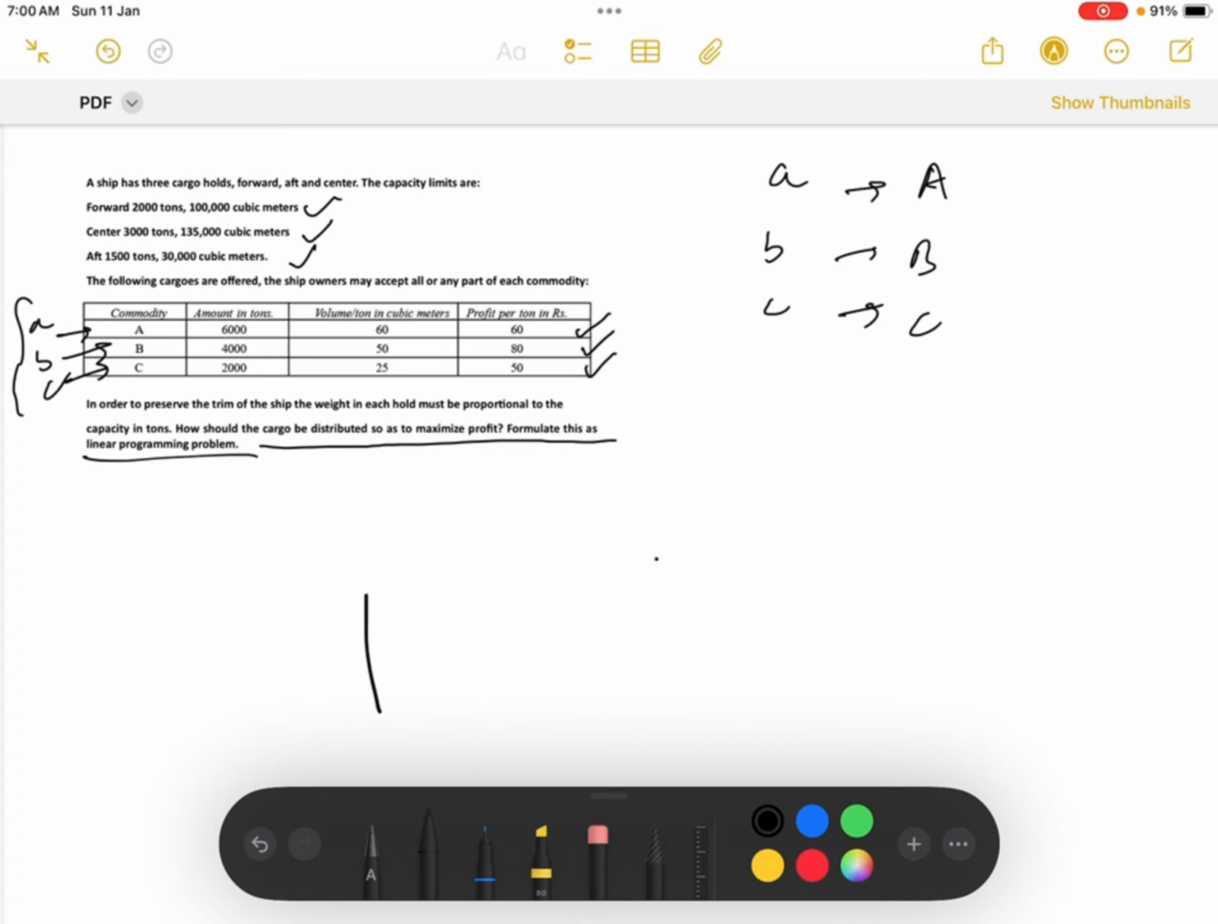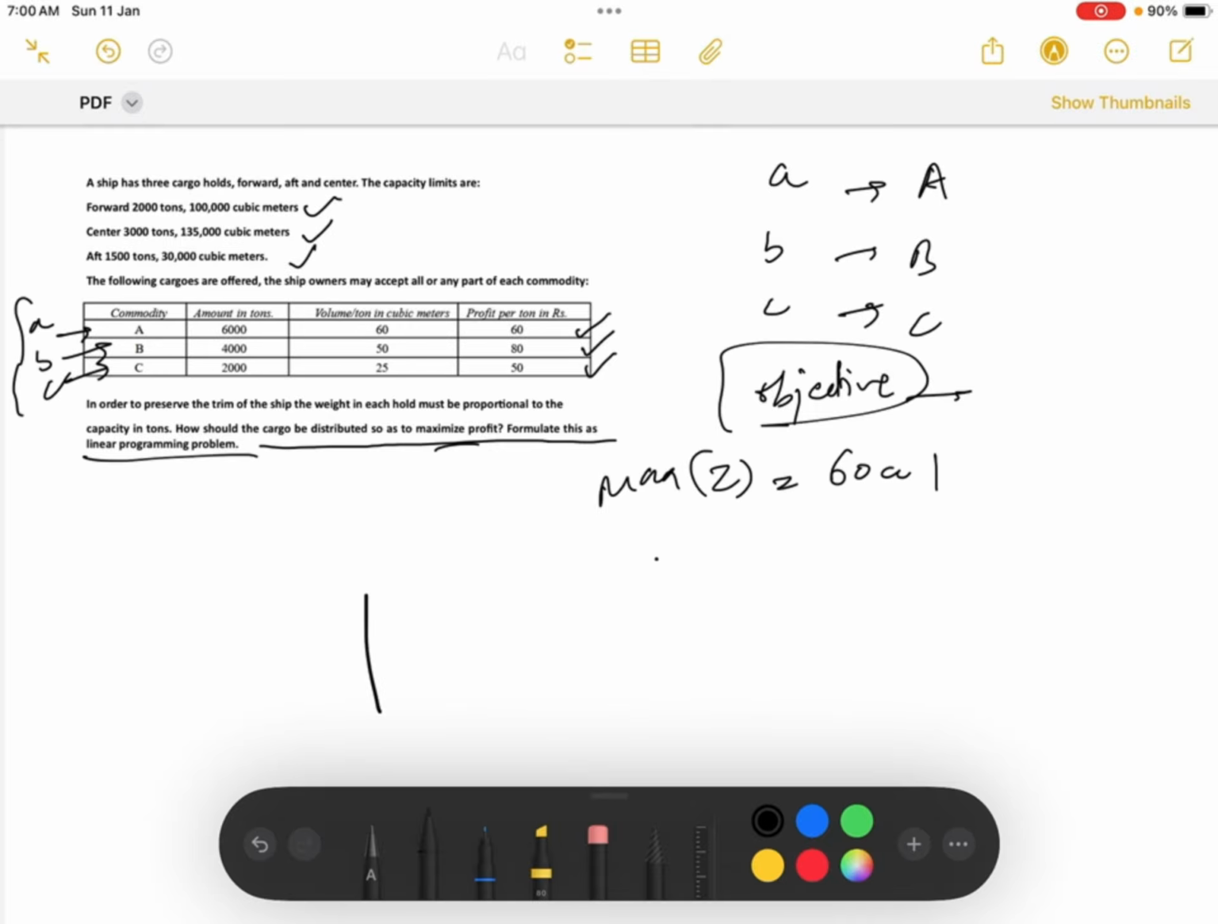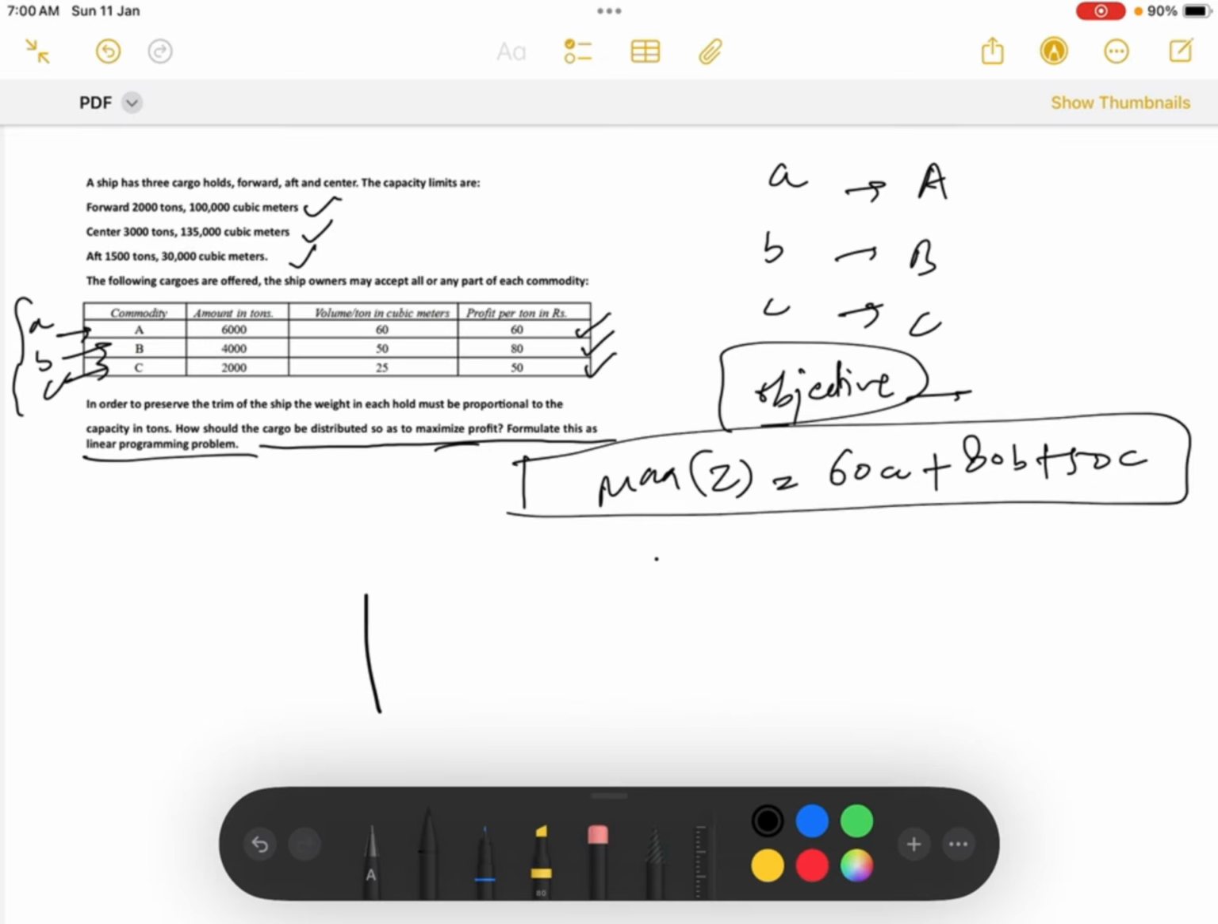After that, we will do a maximization. We all can see here, there is an objective of maximizing the profit. So profit for A is 60, B is 80, and for C it is 50. So as we did in the previous question, maximize Z is equal to 60A plus 80B plus 50C. So this becomes our objective. In formulating an LPP, it is very easy to make the objective function because it is clearly visible. Now constraints we have to make.